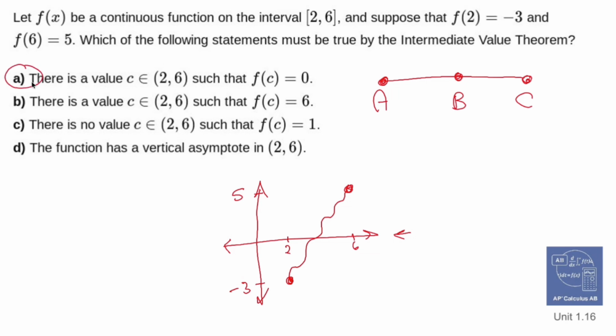I have to hit 0. I don't have to hit 6 up here because 6 is above. I could, but I don't have to. There is no value that I get 1? Well, that's not true. I have to hit 1, so this is contradictory, and the function has a vertical asymptote? I don't even know. Who knows? But I have to at some point hit 0 because I'm going from negative 3 to 5. And according to the intermediate value theorem, if my function is continuous, I have to hit 0 at some point.